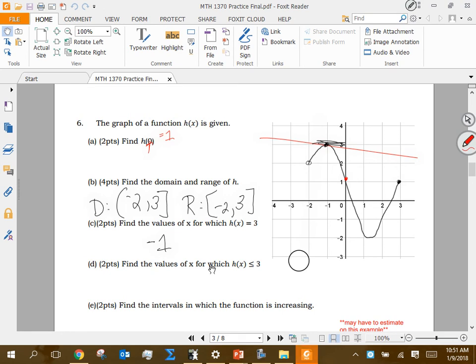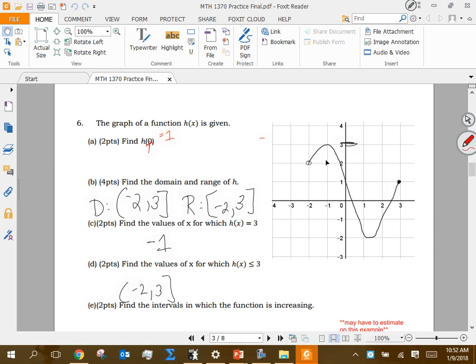Find the values of x for which h of x, your y's, are less than or equal to 3. Which x values will provide me y values that are less than or equal to 3? If I look at this, aren't all my x values doing that? Every x value I plug in here is going to give me a y value that's smaller than or equal to 3. So in this case, it's all my domain. It's -2 to 3, including 3.